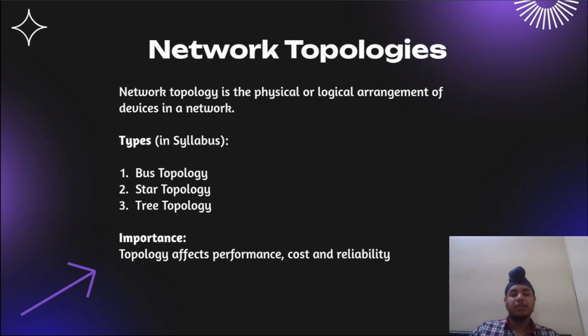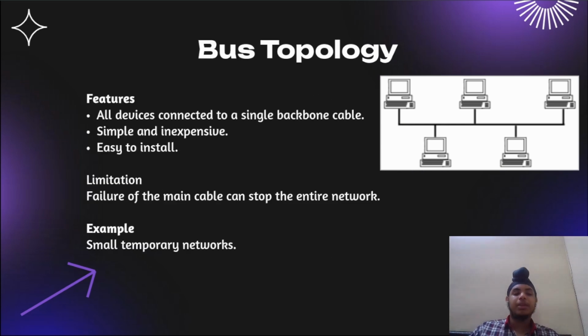Let's start with the bus topology. In bus topology, every single computer is connected to one single long backbone cable. It is very simple and cheap to set up. However, even if one of the computers stops working, the network completely fails. That is a very big limitation, but it's easy to install. Its example is small temporary networks.